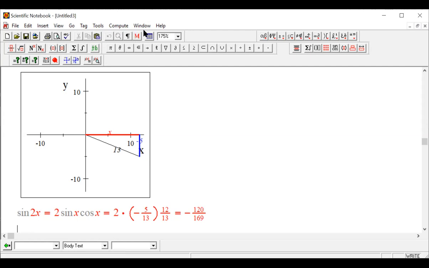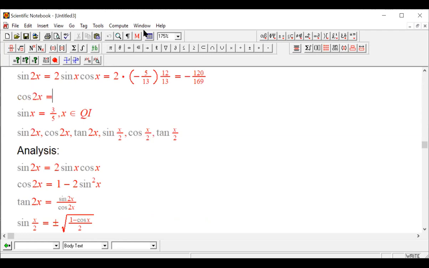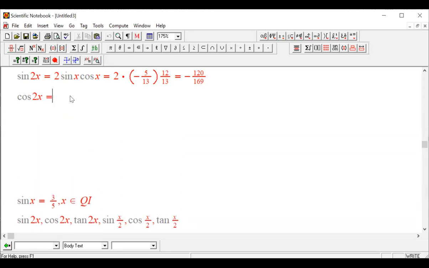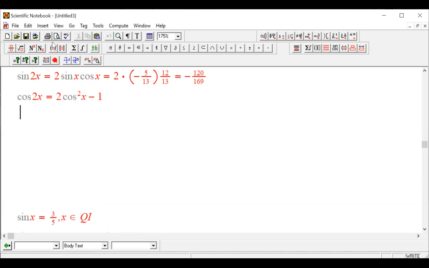Cosine 2x. You can use any formula you want, really, because we know sine and cosine. How about we use the other formula for a change: 2 cosine squared of x minus 1. Why not, because we know cosine already. You can use the other one. So cosine x equals 12 over 13. We're going to square that, times 2, minus 1. So we end up with the same answer, and we must.